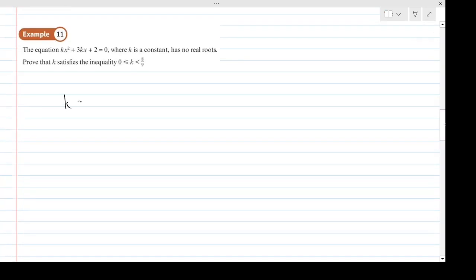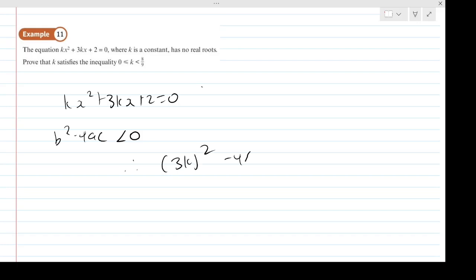Here we need to show that kx squared plus 3kx plus 2 equals 0. We're given that it has no real roots. We need to show this inequality. So no real roots means the discriminant has to be less than 0, negative. So if we calculate the discriminant here, that'd be 3k all squared, take away 4 lots of k lots of 2, less than 0. If we simplify, we get 9k squared, take away 8k less than 0.